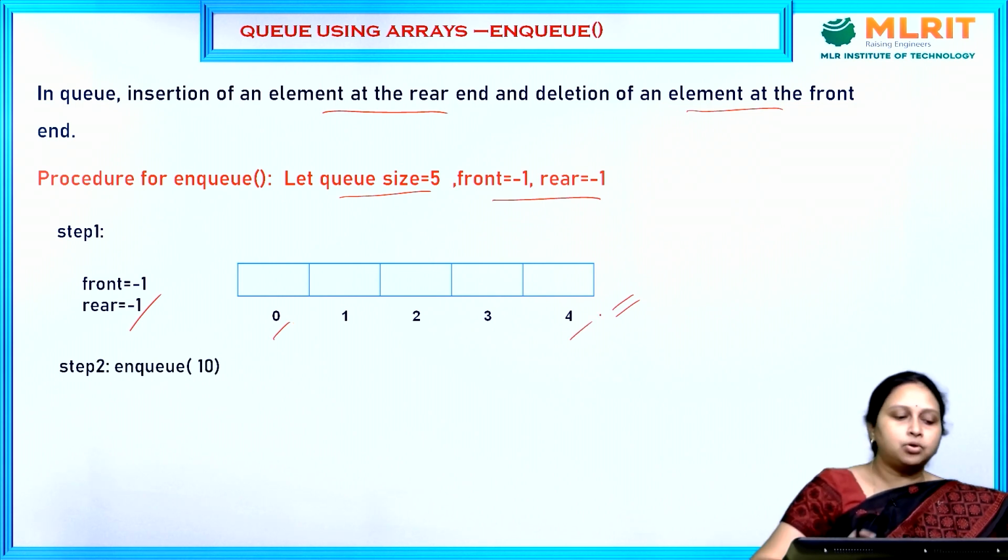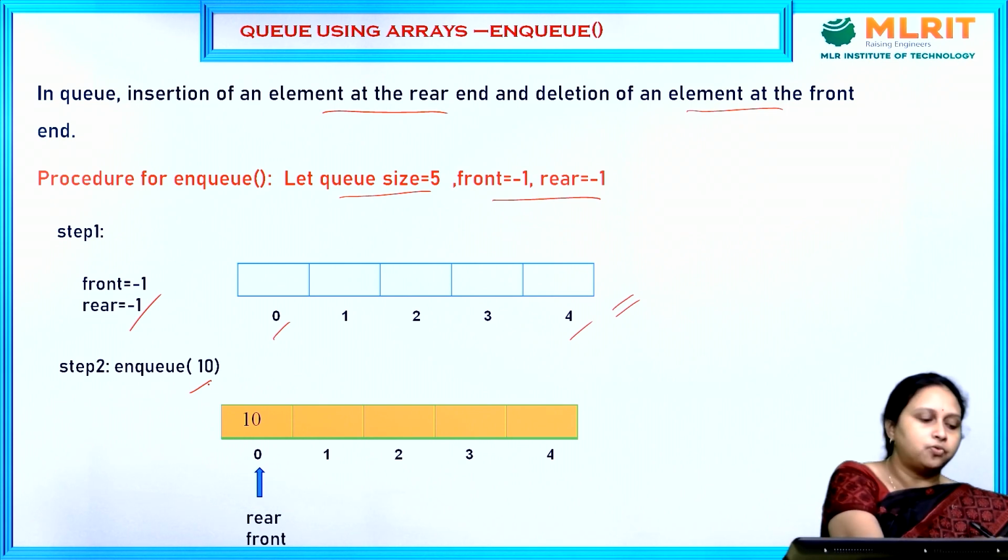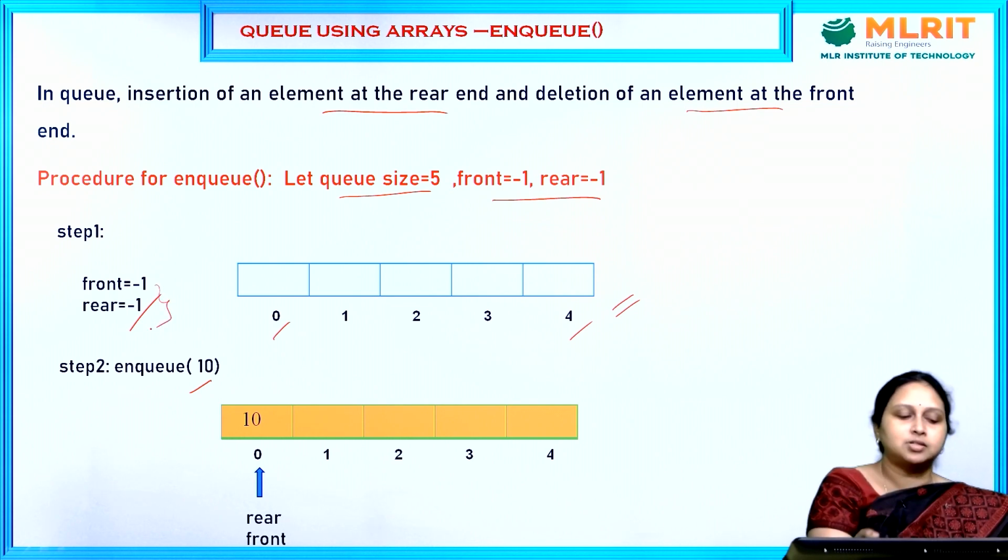Now in step 2, I want to enqueue 10. That means I want to insert 10. From which end do we need to insert? We need to insert from the rear end. In the first case, when front and rear are equal to -1 and I insert the first element, I move front and rear to point to the 0th location, and from the rear end I insert the element.